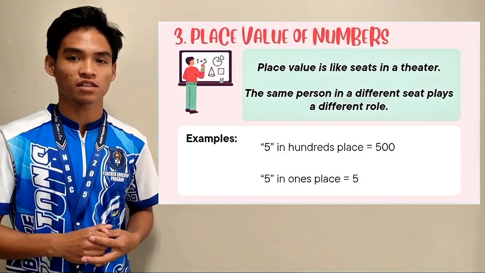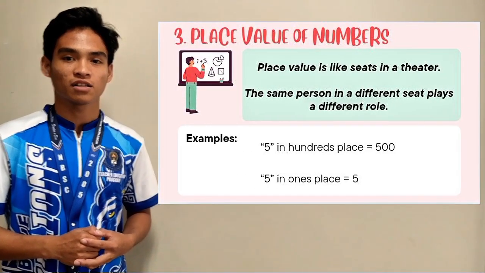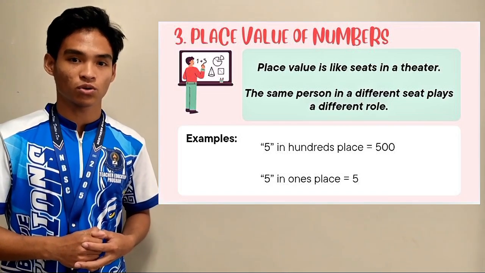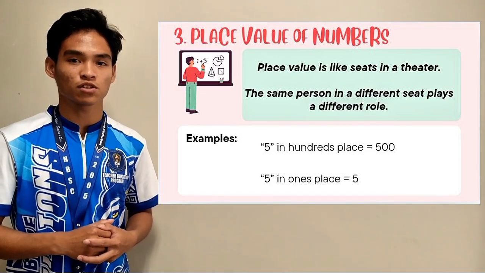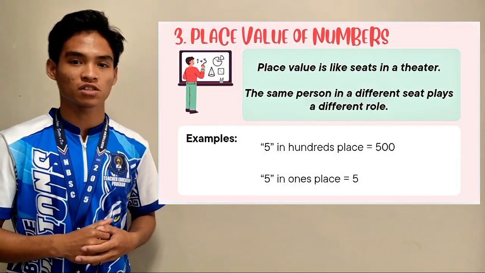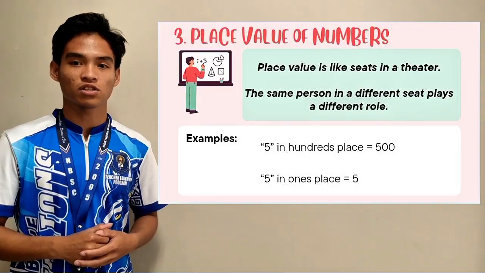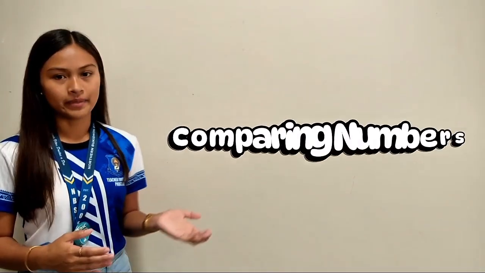8,546. Place value is like seats in the theater. Even if the same person sits there, the seat determines their role. For example, the number 5 in the hundreds place means 500. But the same 5 in the ones place means just 5. Its value changes depending on where it sits. And the fourth one is comparing numbers.